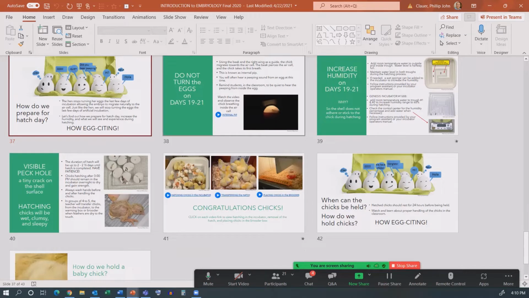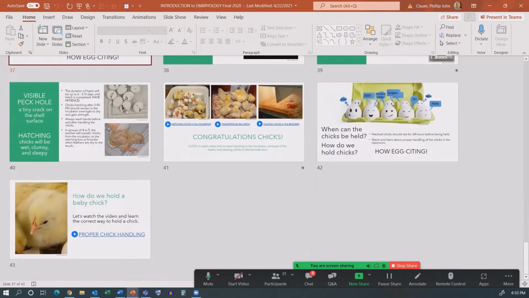That type of thing, with the development of the embryo, watching for internal pips, talks about pulling the hatch, setting up a brooder. All these things are in the first PowerPoint. And then there's a little clip about handling chicks. So all of these are active links within these PowerPoints that can be used in pieces or all in one setting. So that's sort of a quick rundown of that.